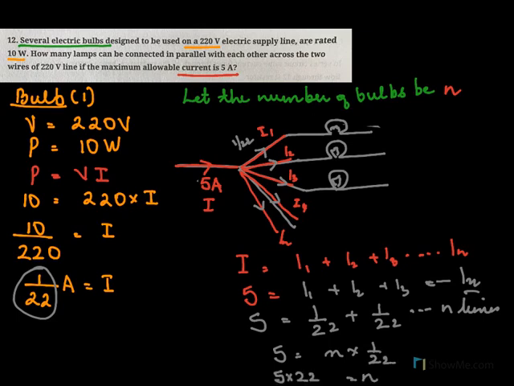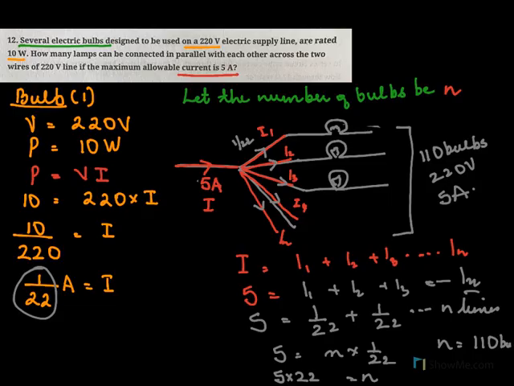So n equal to 5 into 22. So n equal to 110 bulbs. So the number of bulbs in this full circuit is 110 bulbs. When these 110 bulbs are connected to a 220 volt battery, the current flowing is 5 amperes.